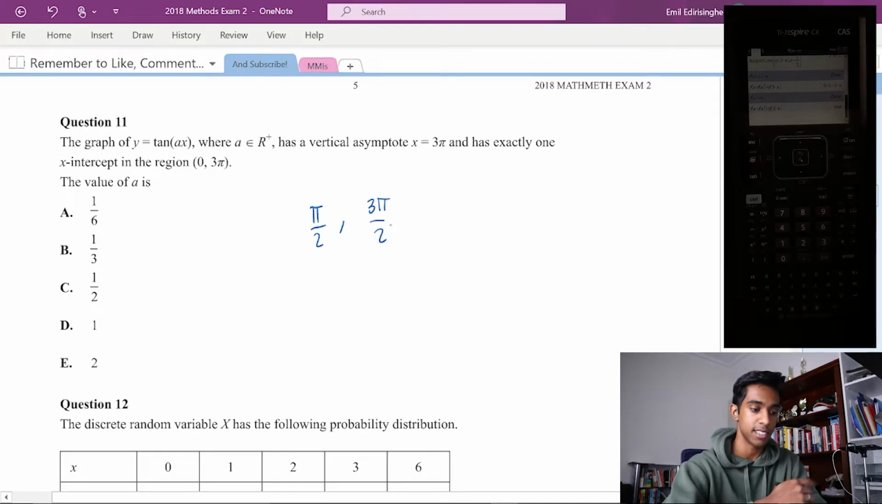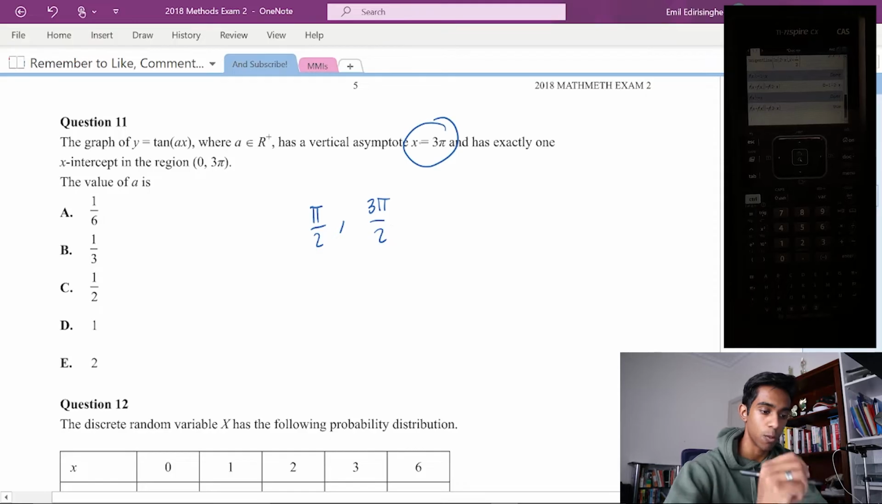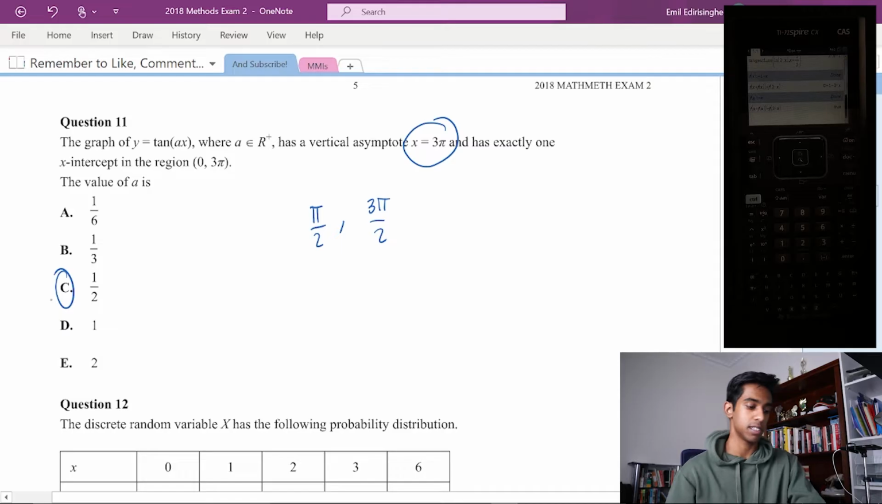So then here we can see that if we multiply both of these by 2, we'll get our asymptote at x equals 3 pi and also at pi, and then there'll only be one x-intercept in this region. So therefore, the answer is going to be C.